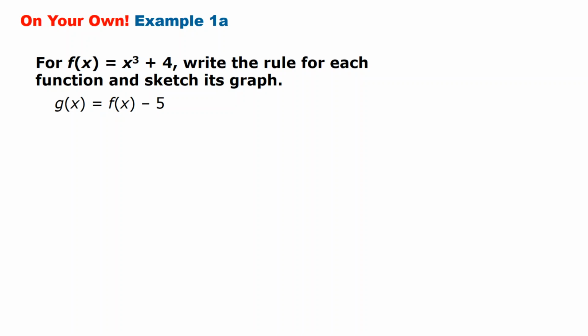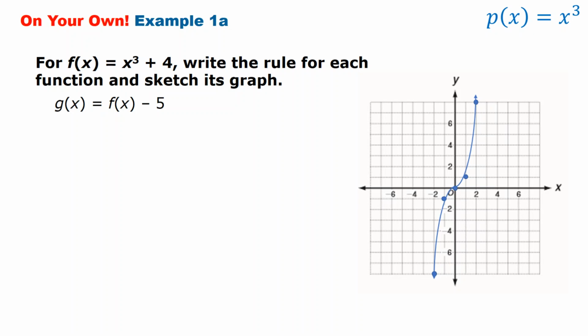Okay, so this problem says to take the function f of x equals x cubed plus 4, and then we're going to write the rule for the function and sketch it for the new function, which is going to be g of x. So the first thing you want to do is figure out what f of x is going to look like. So let's take the parent function, p of x equals x cubed. So there's our parent function. And this time it says plus 4, so it's going to move up 4 because that's a vertical translation. So there's our parent function.